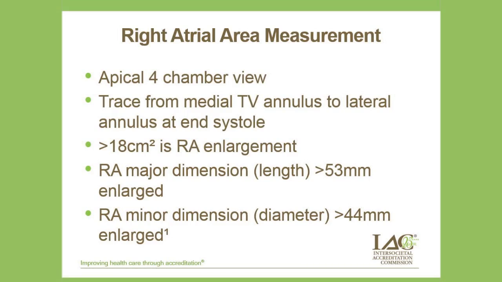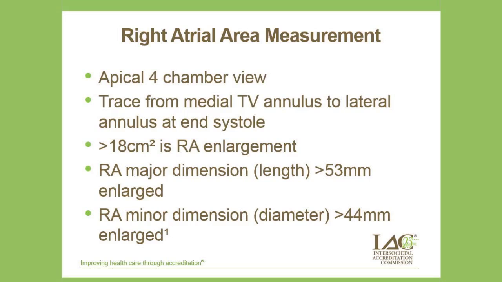The dimension measurement that we can do, our right atrial major dimension, is actually just the length of the atrium. So we would measure from the tricuspid valve annulus back to the back wall of the atrium. Our right atrial minor dimension would be just across the right atrium itself. For the major dimension, anything greater than 53 millimeters would be considered enlarged.